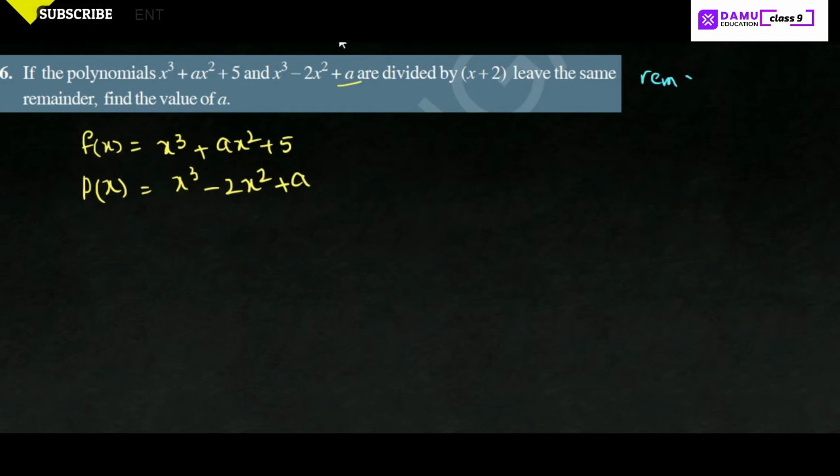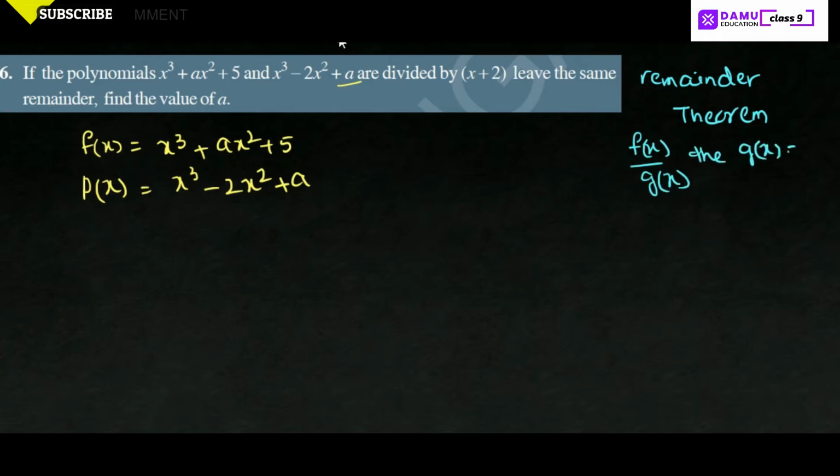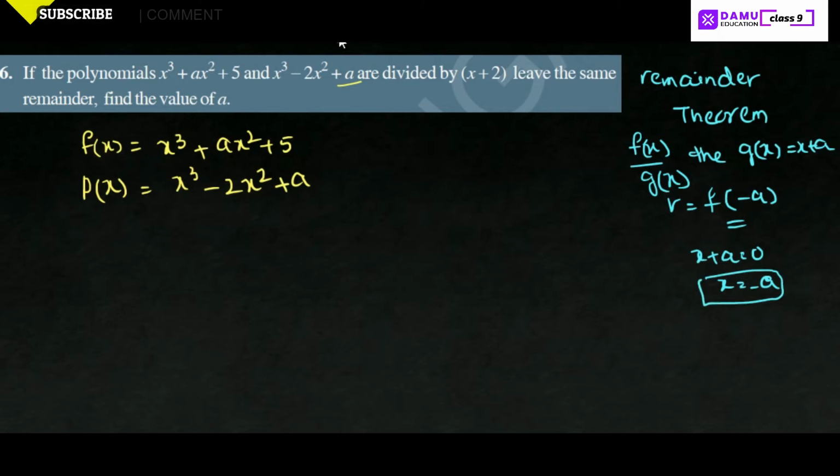According to the remainder theorem, if f of x is divided by g of x, where g of x is equal to x plus a, then the remainder will be equal to f of minus a. Why? Because x plus a is equated with 0, then x is equal to minus a. So we substitute the x value in the place of x in f of x, and then the remainder will be the same.